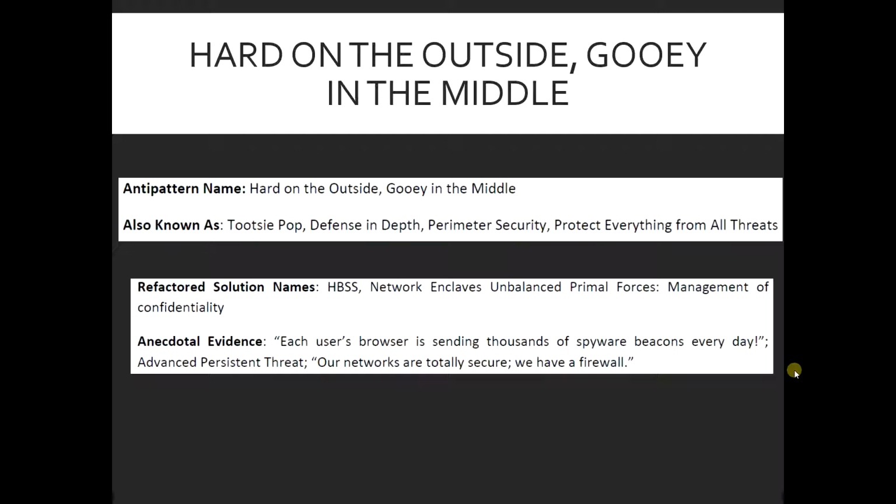Then you have network enclaves, unbalanced primal forces, that is the management of confidentiality. The anecdotal evidence is each user's browser is sending thousands of spyware beacons every day. Advanced persistent threat, which is phrased as: our networks are totally secure, we have a firewall.